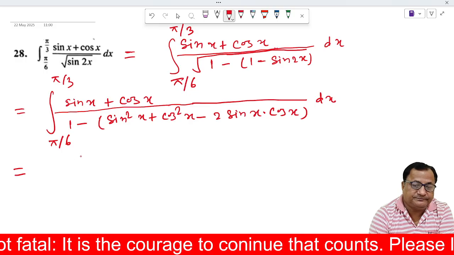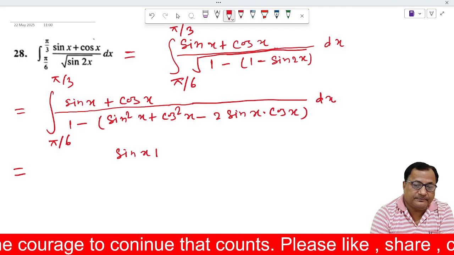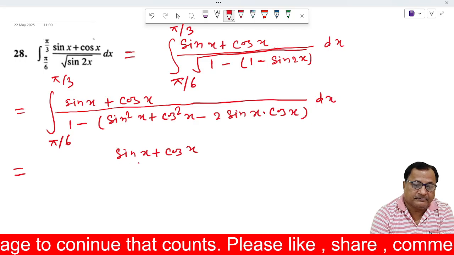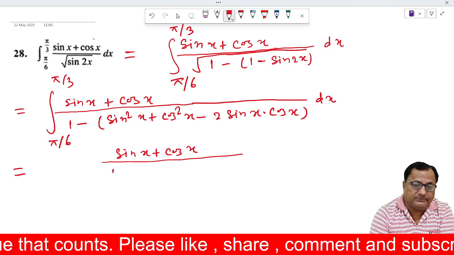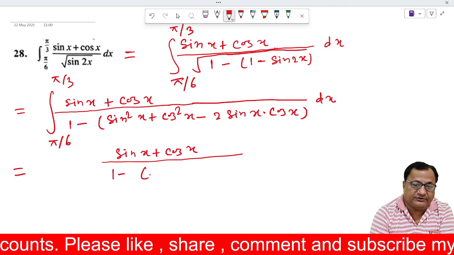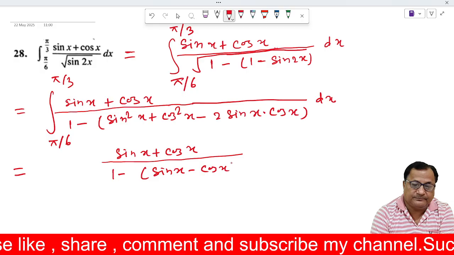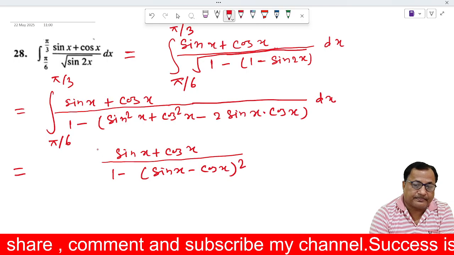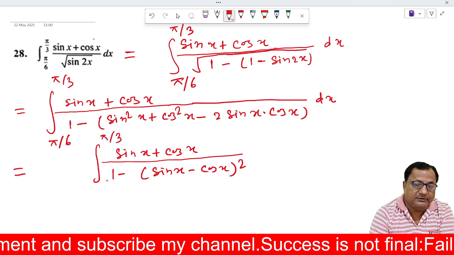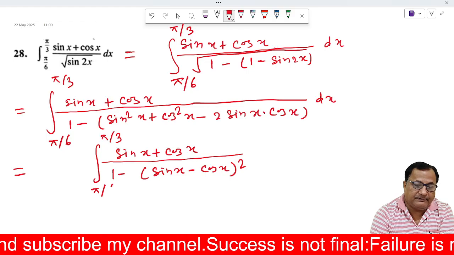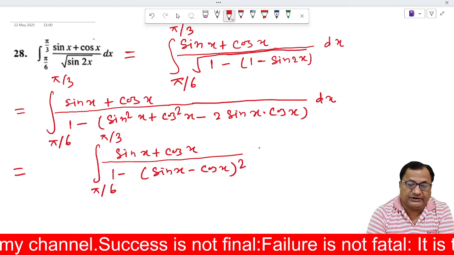Now this can be written sin x plus cos x divided by 1 minus, this can be written as (sin x minus cos x) whole square, pi by 3, pi by 6, dx.